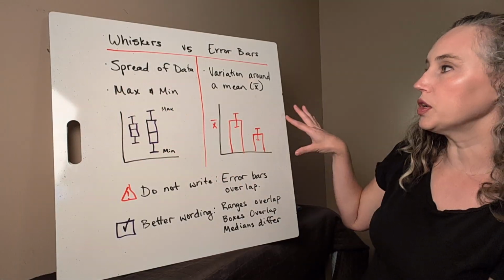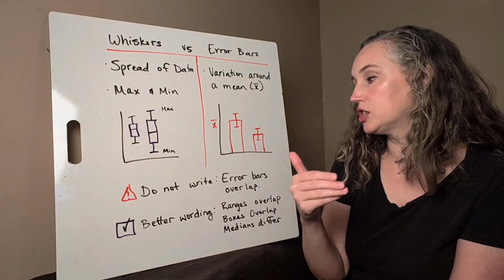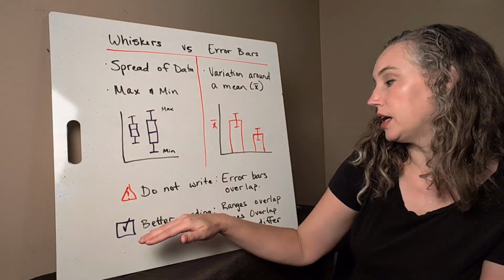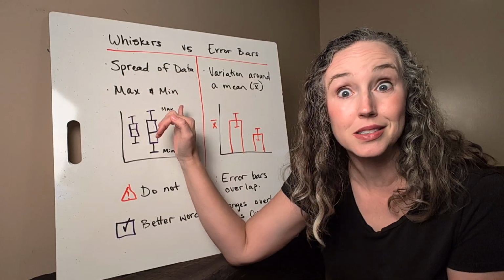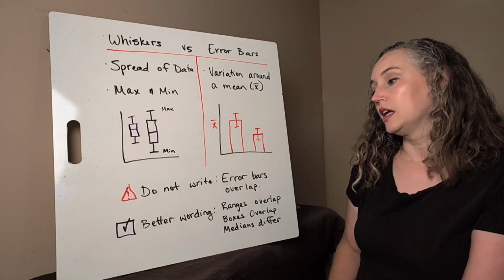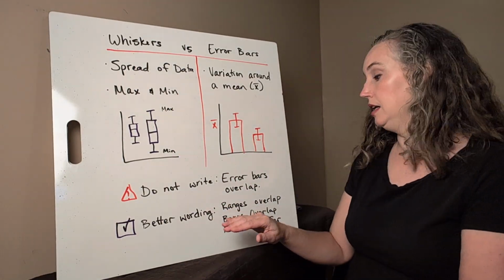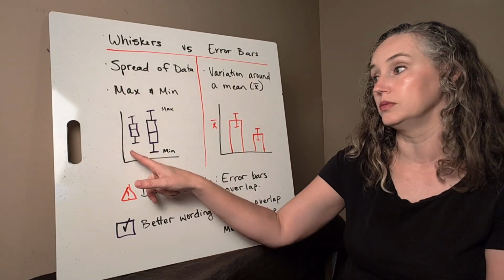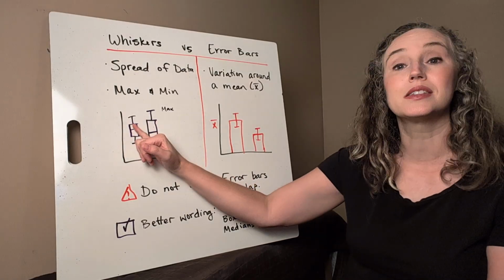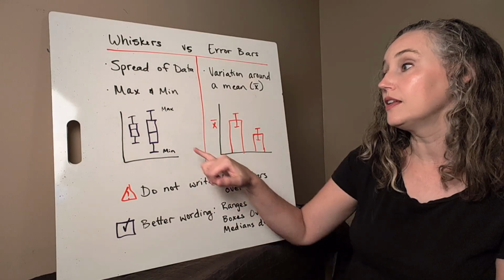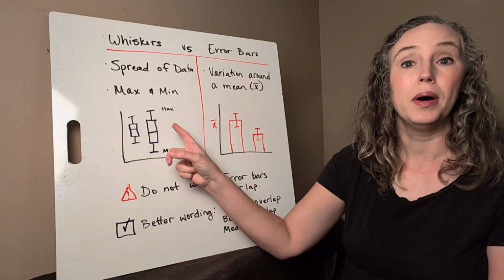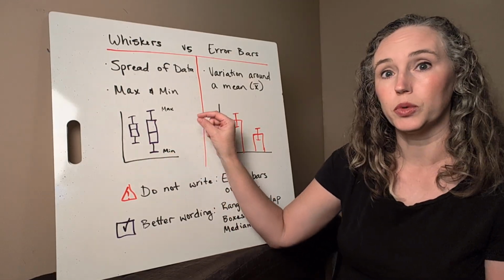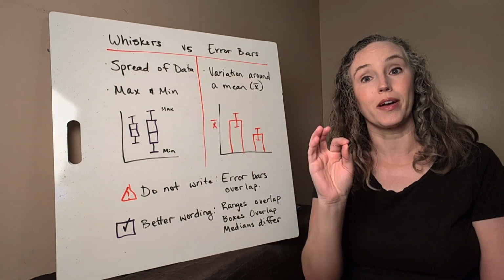So what's important about this is that when you're writing your conclusions, when you're looking at a box and whisker plot, you don't want to say the error bars overlap, because they aren't error bars. They're whiskers. Better wording would be something like the ranges overlap in group 1 and group 2, or the boxes overlap, or even the medians differ, but the ranges overlap. So be sure when you're describing what's happening, you're using the correct vocabulary.